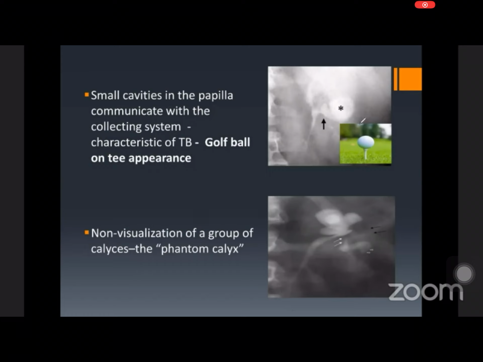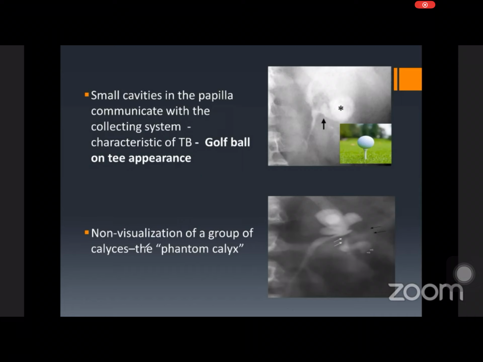As the disease progresses, we see the formation of cavities in the papilla. Due to papillary necrosis, these cavities start communicating with the collecting system, and this has been described as a golf ball on a tee appearance. This is a large necrotic cavity in the papilla, which is filled with contrast because it is communicating with the collecting system. This large papillary cavity resembles the golf ball, and the stretching and blunting of the calyces resembles the tee of the golf ball.